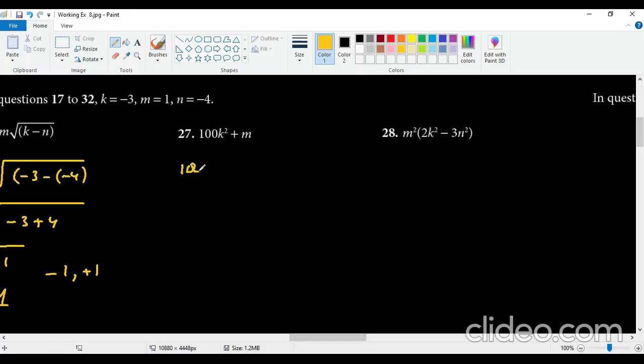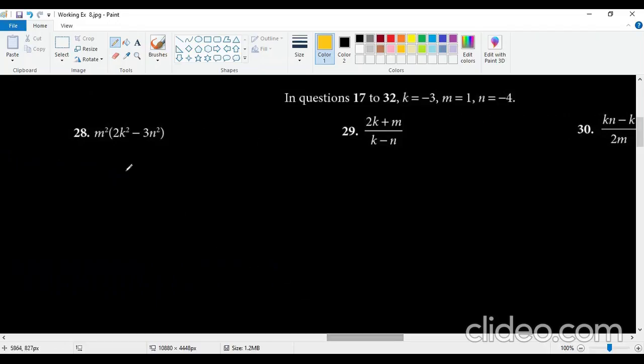Now comes 27. In here, 100 is multiplied by the value of minus 3 square. M value is 1, and 100 is multiplied by 9 plus 1. So 901 is going to be your final answer.